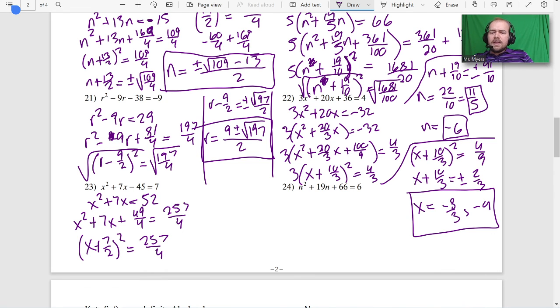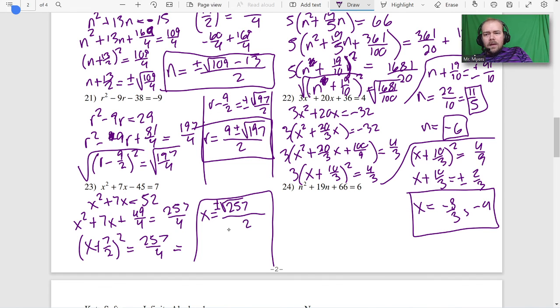I don't think 257 has a square root. We can try. 257. No, no. 257. Yeah, no. Okay, so that doesn't have a square root. So we're basically done at that point because we would just say x equals, we're going to take the square root, so plus or minus the square root of 257 over the square root of 4, which is 2. And then we would subtract 7 halves from both sides, so it looks like that for the answer for that one.